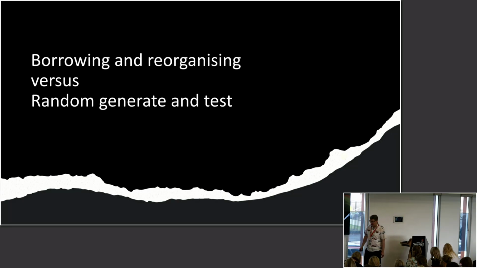There are two ways that we can get knowledge into long-term memory. This is according to cognitive load theory. These are the two ways. And you might disagree with one of them, but I will cover that. Borrowing and reorganizing versus random generate and test.